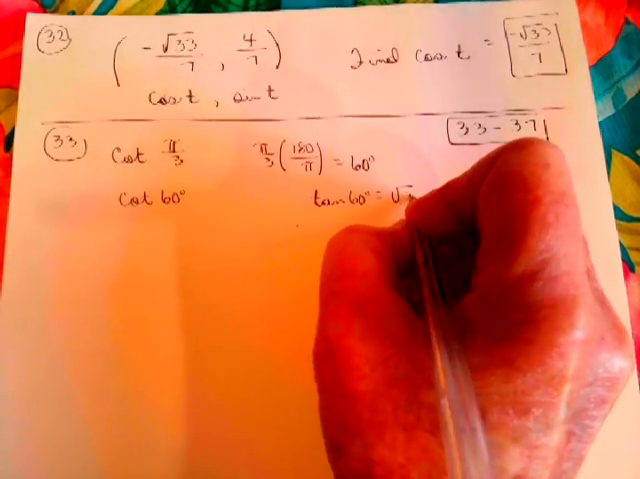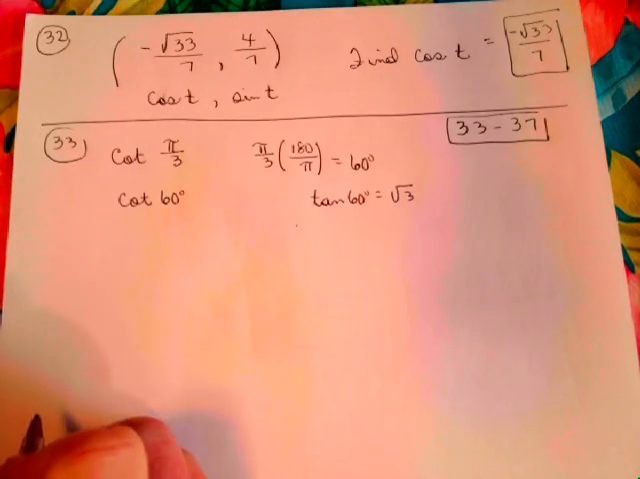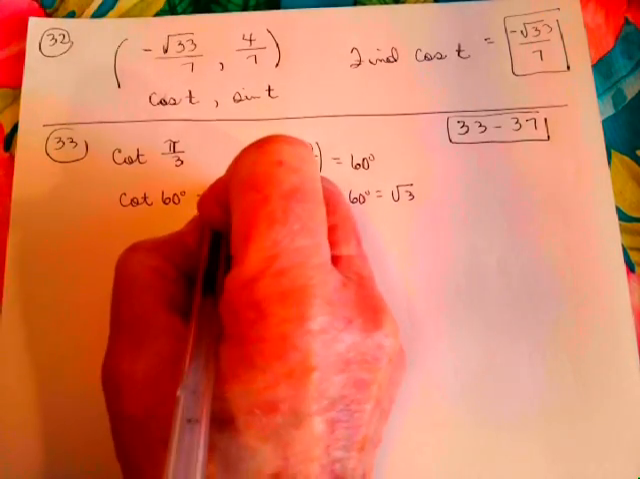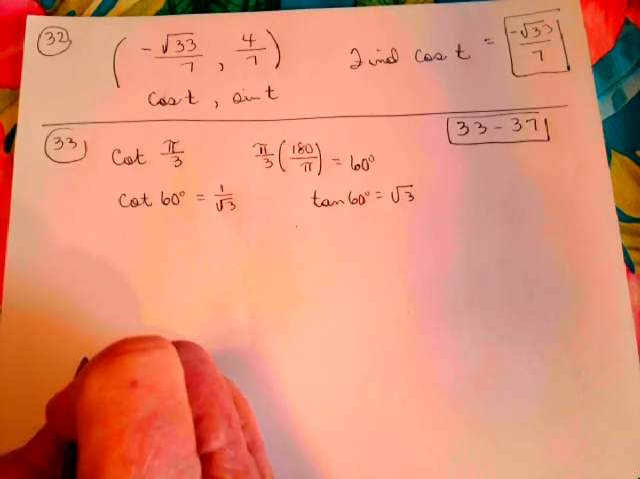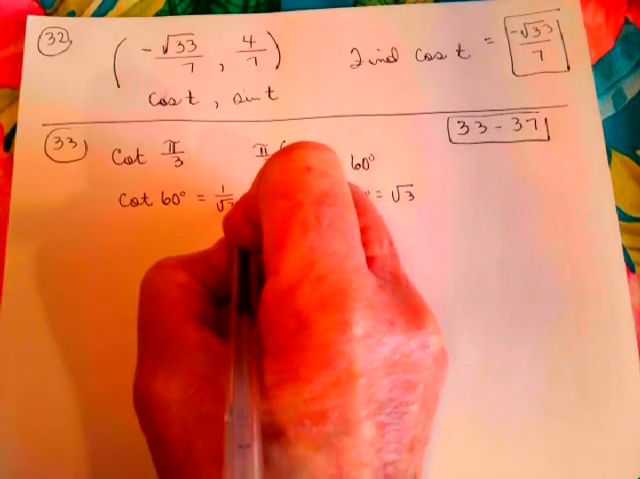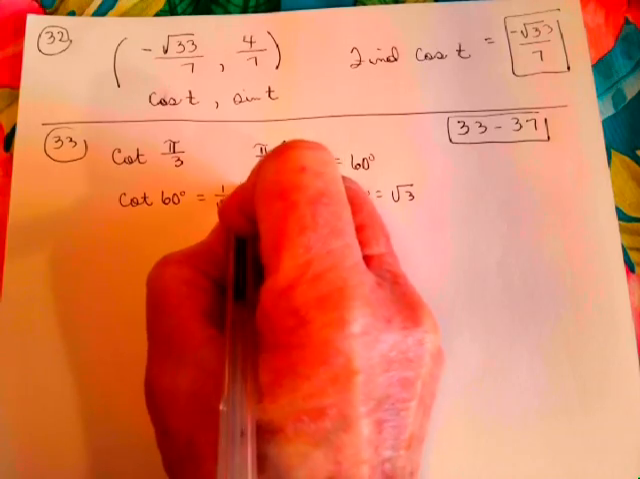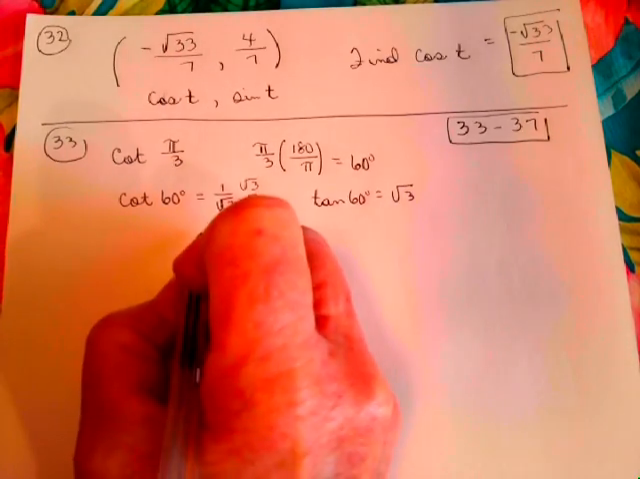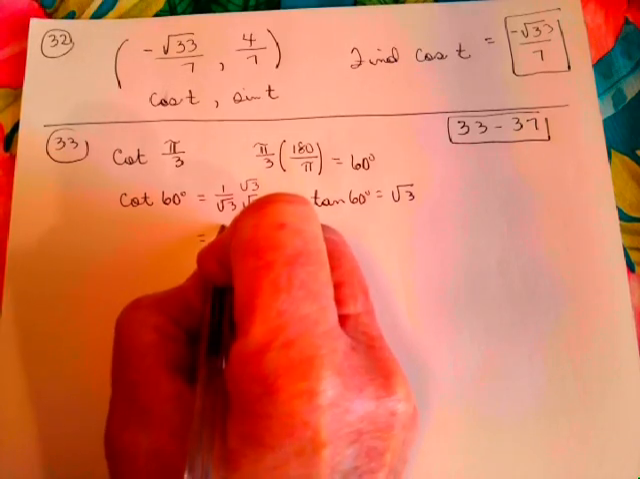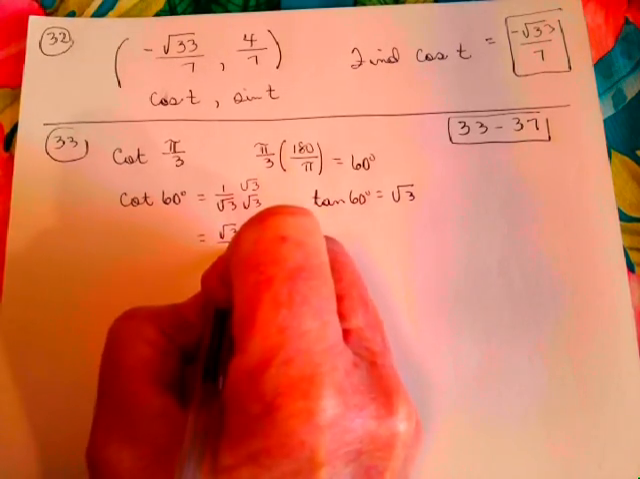I know that cotangent is the inverse, so that is 1 over the square root of 3. Rationalize your denominator. Multiply numerator and denominator both by the square root of 3. Final answer, square root of 3 over 3.